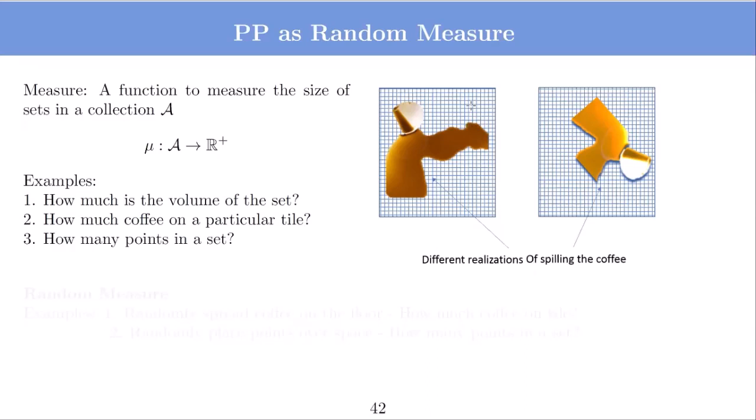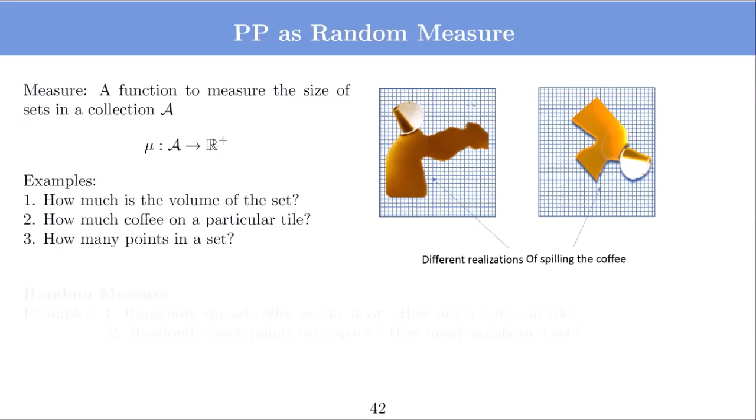Now, what is a random measure, right? So a random measure would be, it's again a random process, and one realization of that would look like a measure, but every time we do this experiment, I get a different measure, okay? So when I say I get a different measure, it means I get a different function to measure the size of each element in the collection.